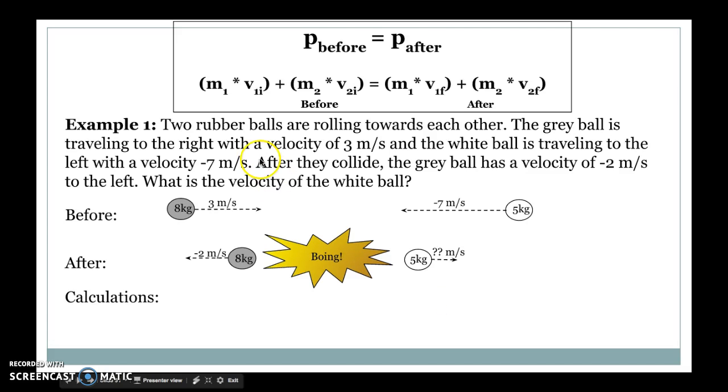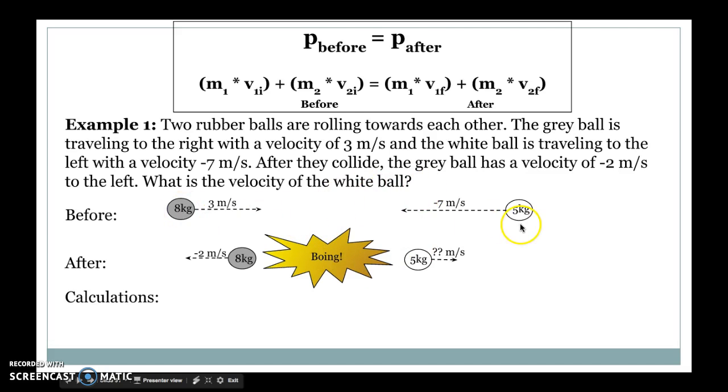So example 1 is 2 rubber balls rolling towards each other. The gray ball is traveling to the right with a velocity of 3 meters per second, and the white ball is traveling to the left with a velocity of negative 7 meters per second. After they collide, the gray ball has a velocity of negative 2 to the left. What is the final velocity of the white ball?